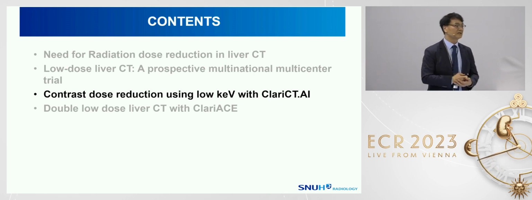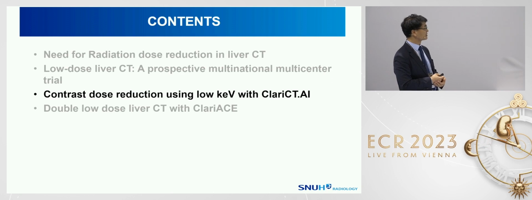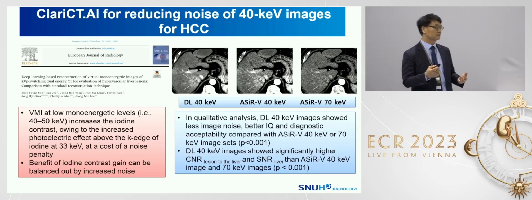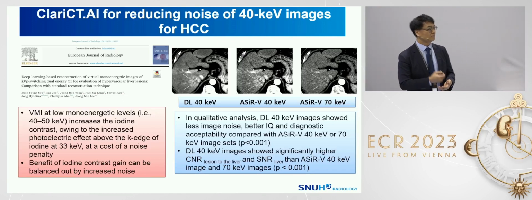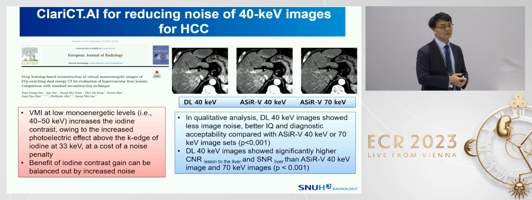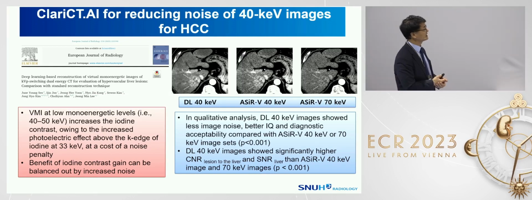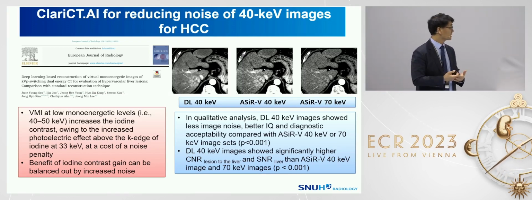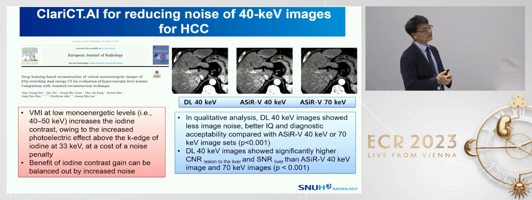And another issue related with CT is contrast dose. Many patients with chronic liver disease or liver cirrhosis may have a kidney problem. In this situation, we need to reduce the contrast dose. So we try to reduce the contrast dose by combining low keV images with the ClariCT.AI. We all know that the virtual monoenergetic images at low monoenergetic level, like 40 to 50 keV, increase the iodine contrast. But noise level is also increased.